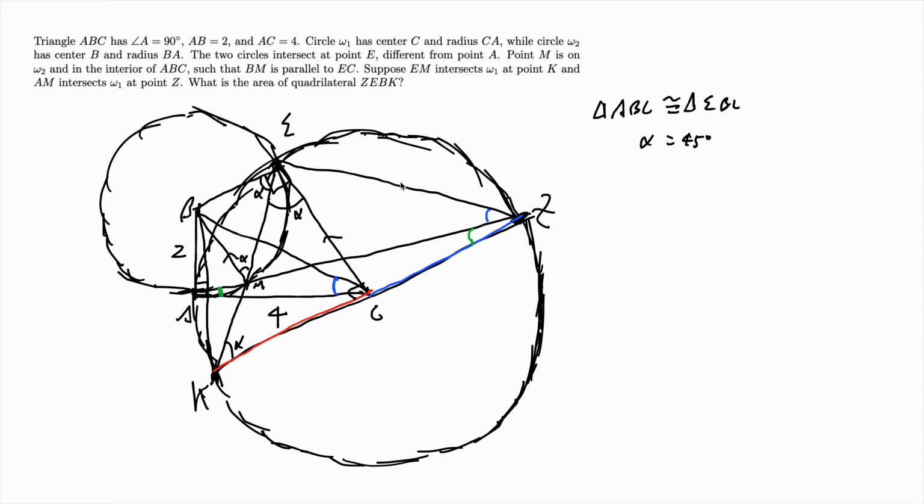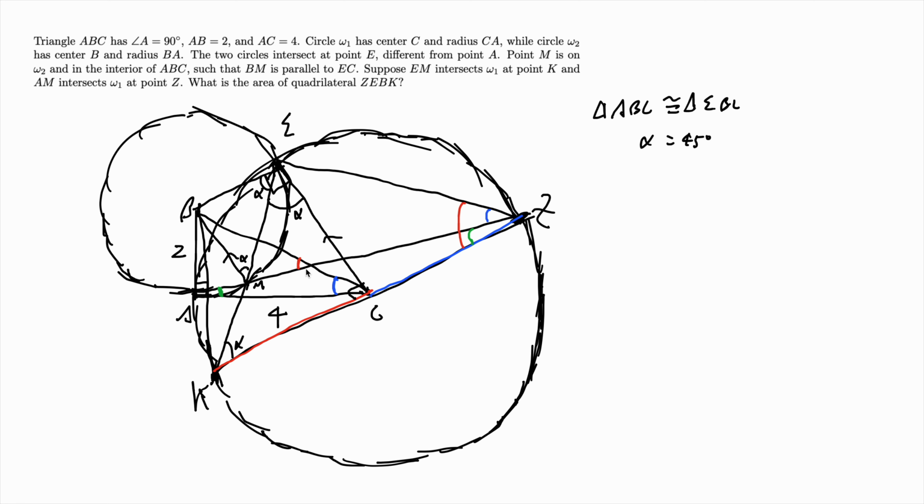So angle EZC is blue plus green, but blue plus green, let's just say that this is red. Blue plus green is red, and so this angle is the same as this angle because, just look at this triangle right here.